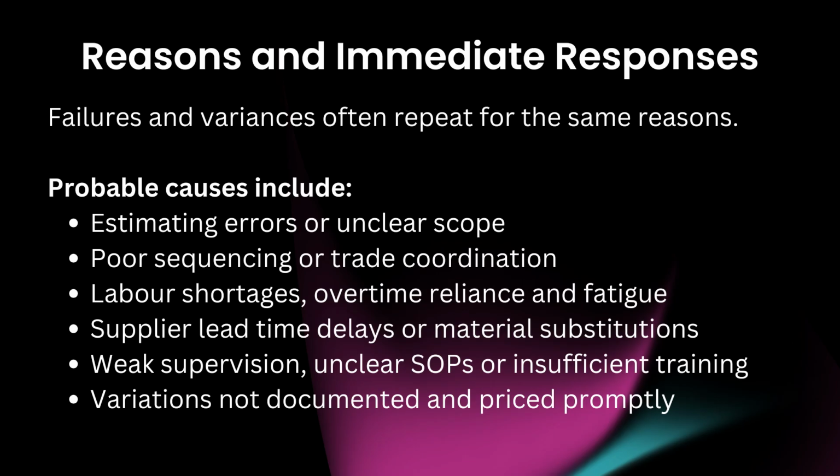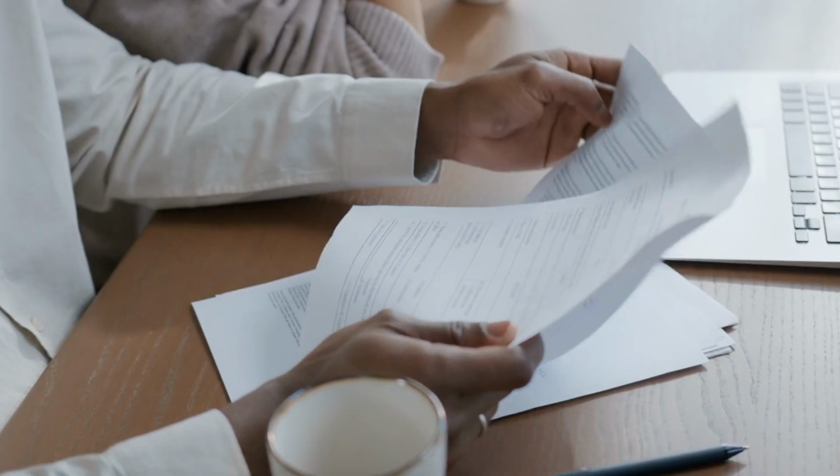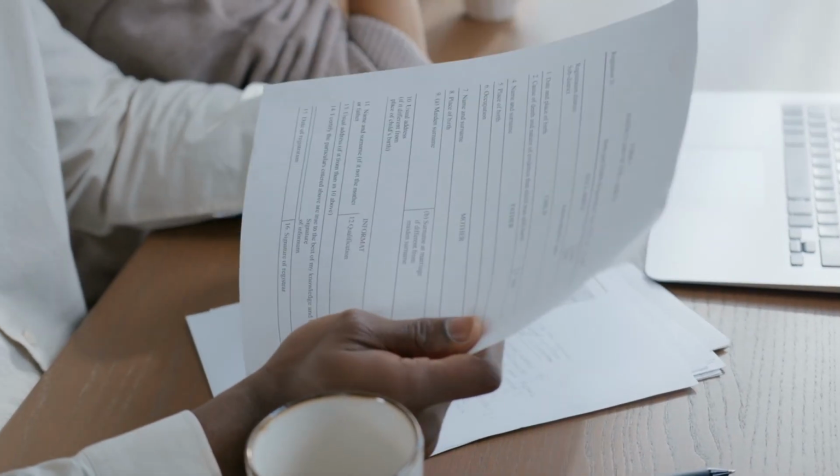Reasons and immediate responses. Failures and variances often repeat for the same reasons. Probable causes include estimating errors or unclear scope, poor sequencing or trade coordination, labor shortages, overtime reliance and fatigue, supplier lead time delays or material substitutions, weak supervision, unclear SOPs or insufficient training, and variations not documented and priced promptly.